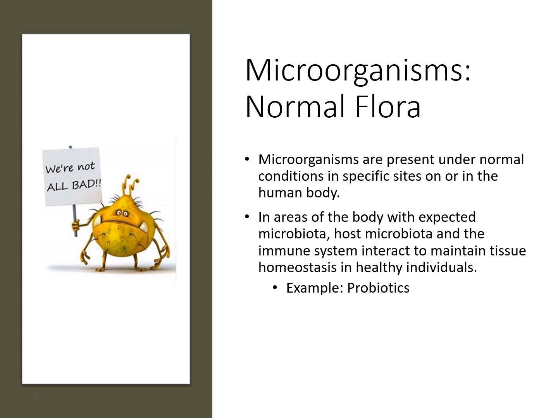Microorganisms can be divided into normal flora and pathogenic microorganisms. Normal flora are organisms that are present under normal conditions in specific sites within the body or on the surface of the body. In areas of the body with expected microbiota, the host microbiota and the immune system interact to maintain tissue homeostasis in individuals that are otherwise healthy. An example of this would be probiotics, the good bacteria in your digestive tract.